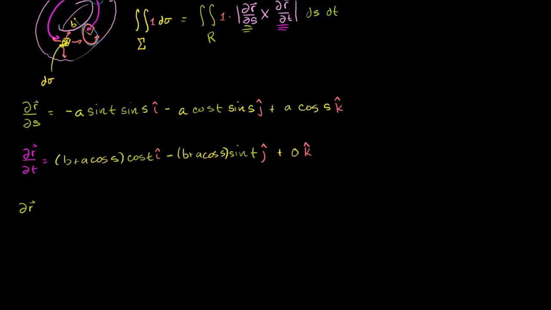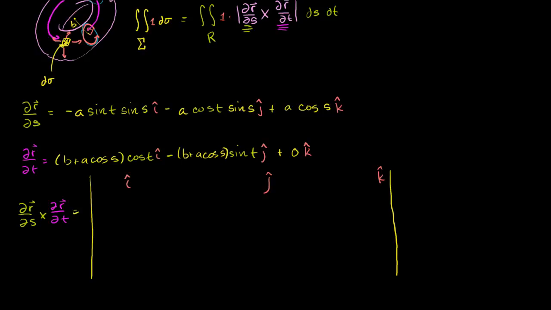So the partial of r with respect to s crossed with, in magenta, the partial of r with respect to t. This will be a little bit of a review of cross products for you. You might remember this is going to be equal to the determinant. I'm going to write the unit vectors up here, so the first row is i, j, and k. And then the next two rows are going to be the components of these.